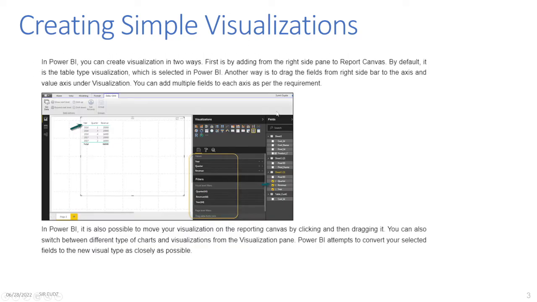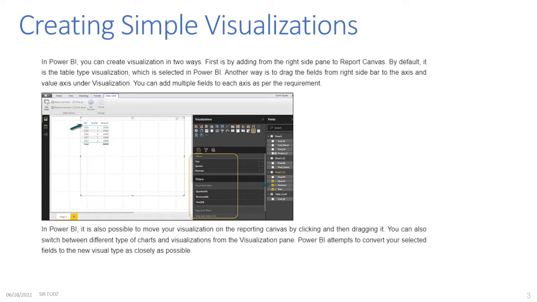Creating simple visualizations. In Power BI, you can create visualization in two ways. First is by adding from the right side panel to report canvas. By default, it is the table type visualization, which is selected in Power BI. Another way is to drag the fields from the right sidebar to the axis and value axis under visualization. You can add multiple fields to each axis as per the requirement.